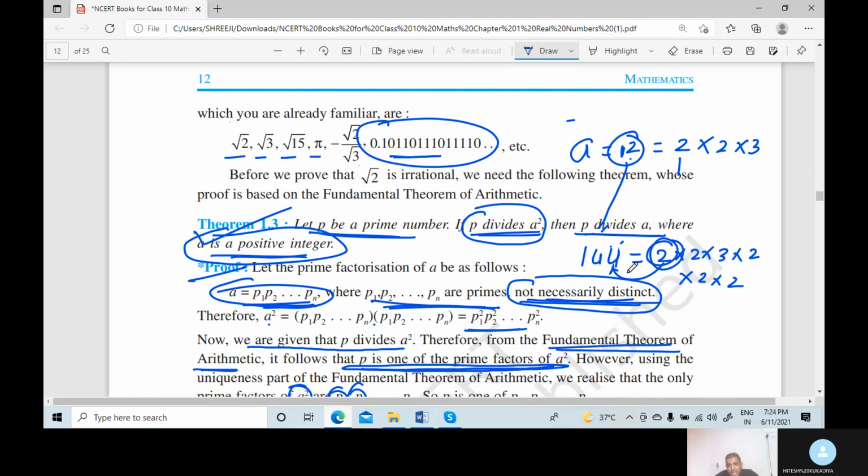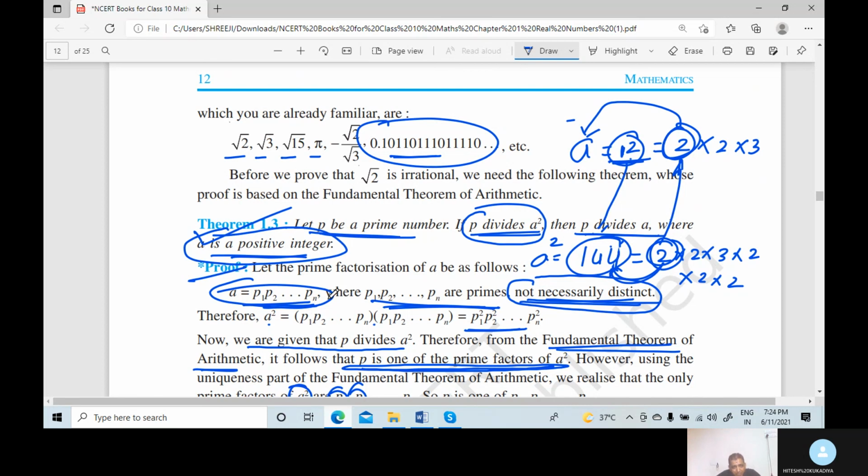Very simple. Now here 144 is divided by, suppose, 2. 144 divided by 2 means 2 is one of the factors of 144, that means of A square. Now exactly reverse here. So 2 is also one of the factors of 12. That means 2 is one of the factors of A, that means A is divisible by 2. Same calculation exactly, right?